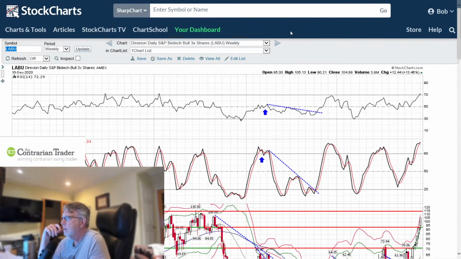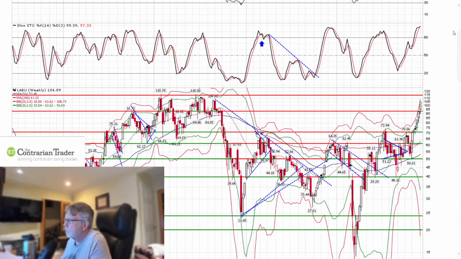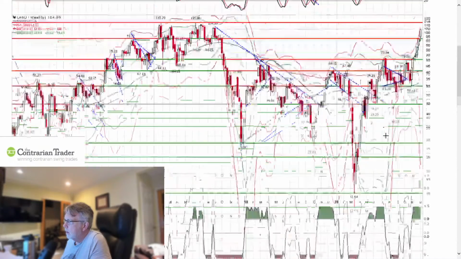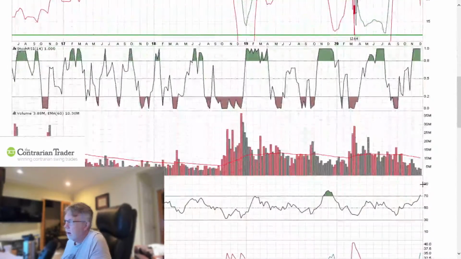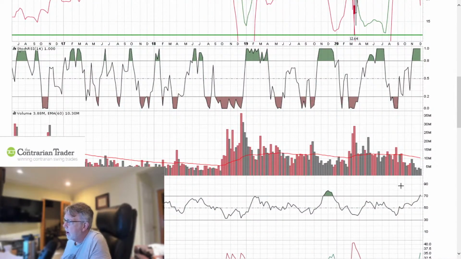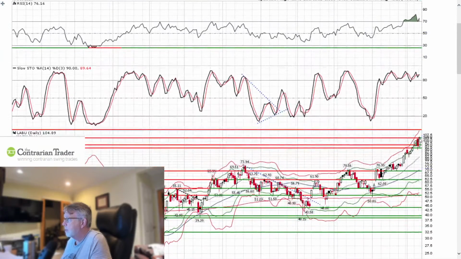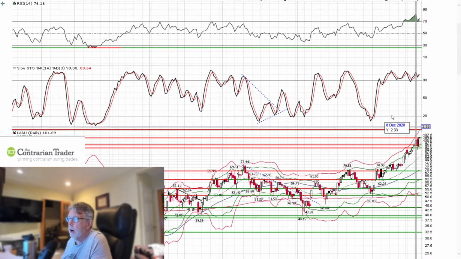Biotech's ripping. Man. Very extended. Look at this rip higher on very light volume. This will not end well. But it's probably going up higher. Outside reversal bar today. In fuego.